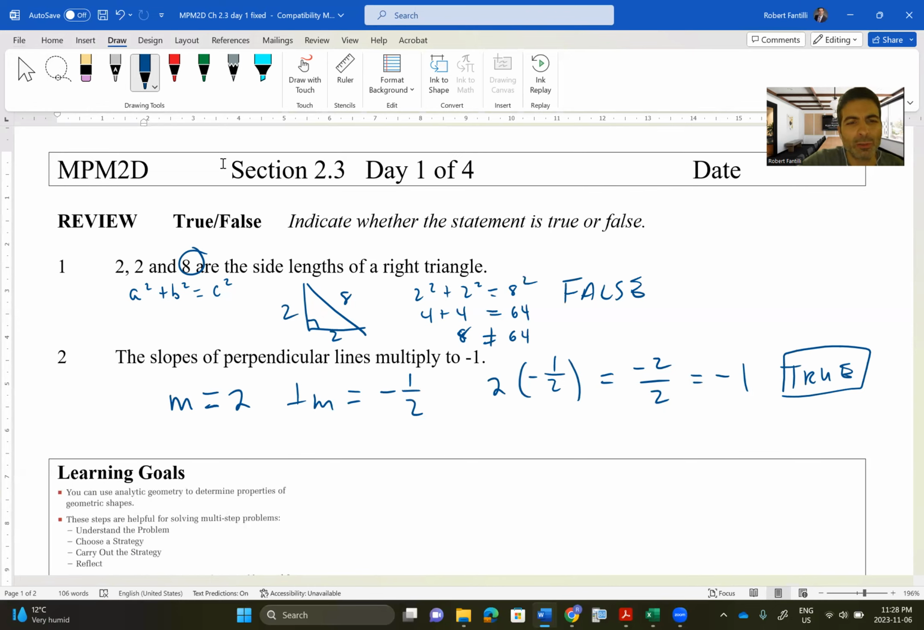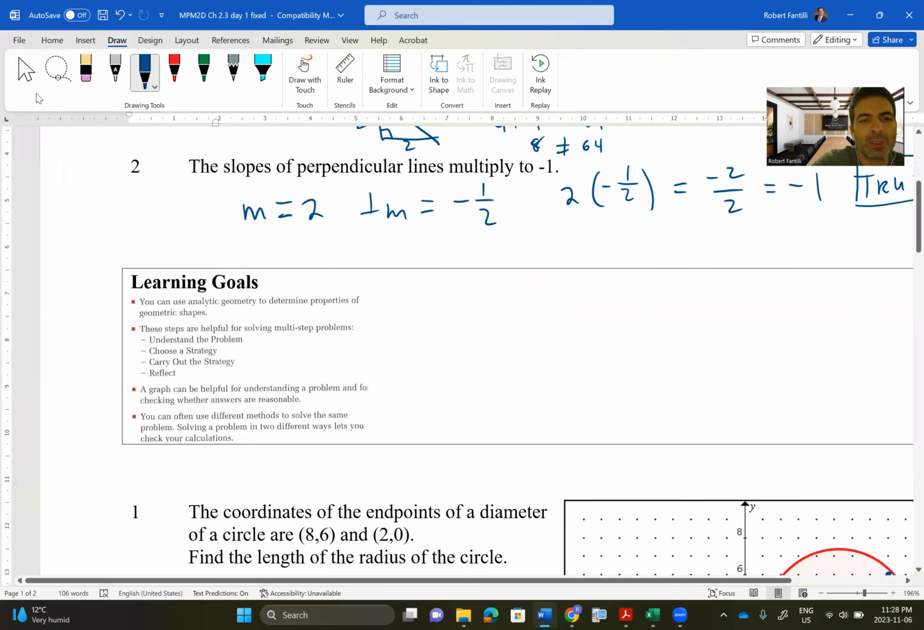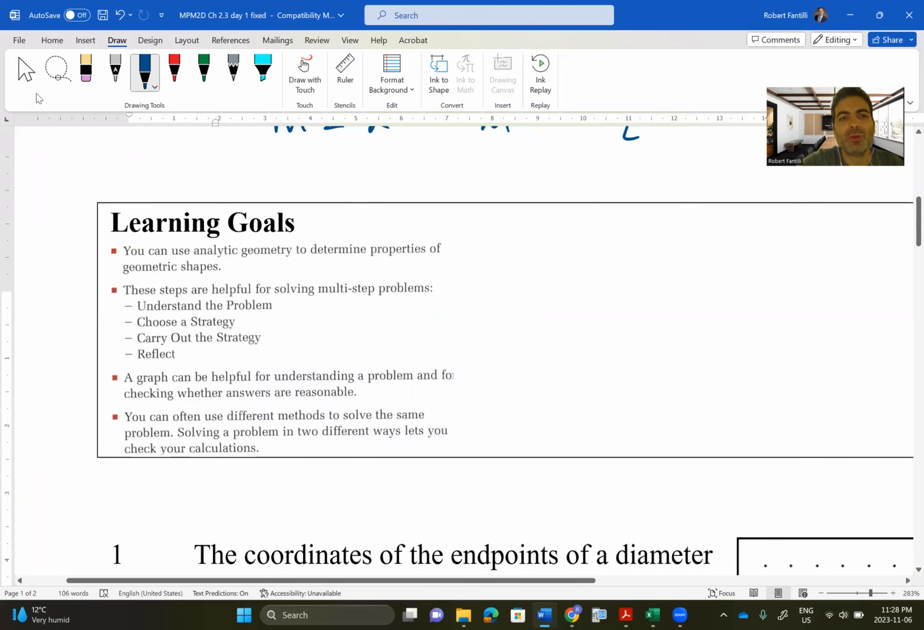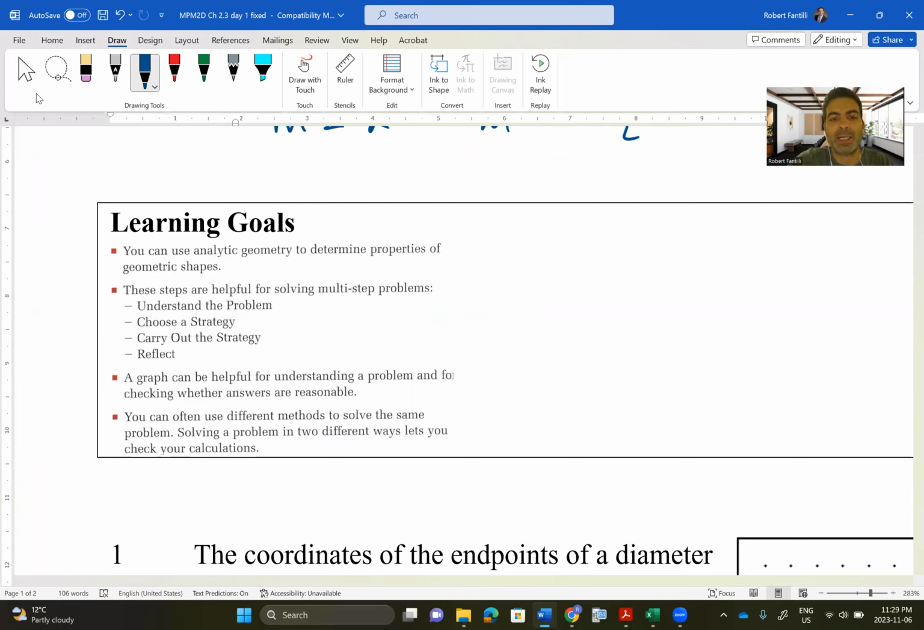All right, looking at the learning goals for today, these are just some basic good math principles. You can use analytic geometry to determine the properties of geometric shapes. That's just telling us that we can analyze lengths of lines, midpoints, using slope. We can determine different properties of shapes. We can determine the radius of a circle. We can determine, again, the length of a line, that type of thing, the shortest distance from a point to a line.